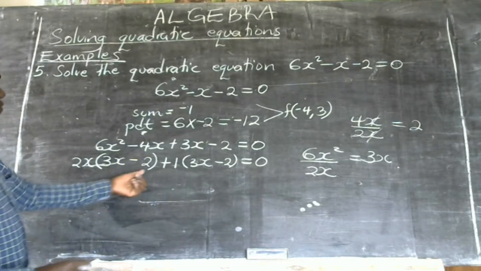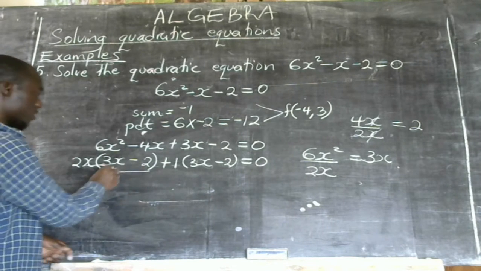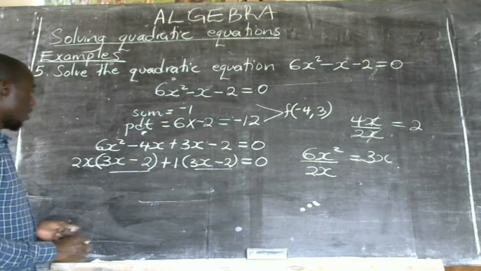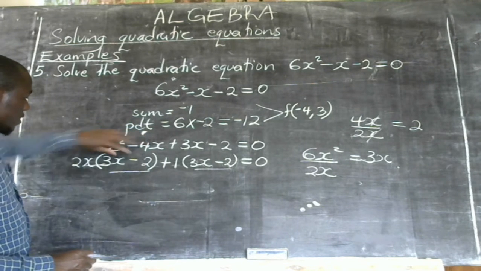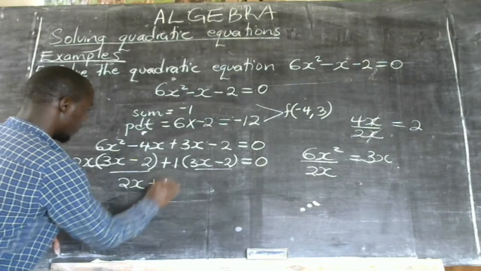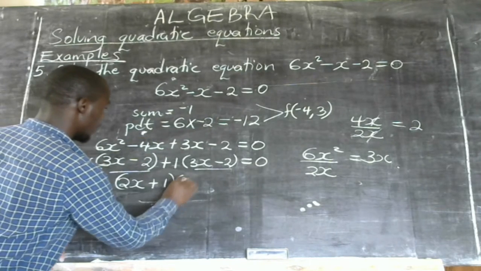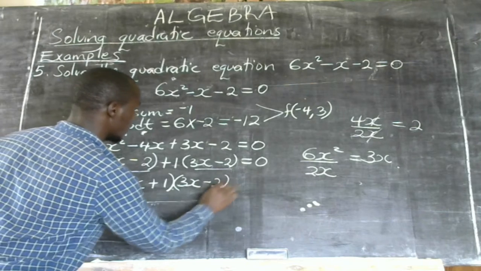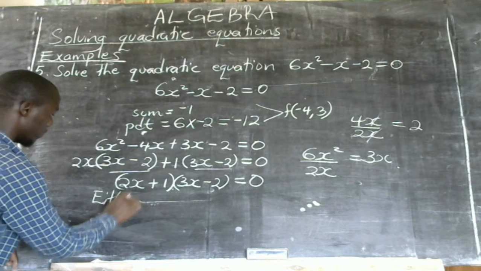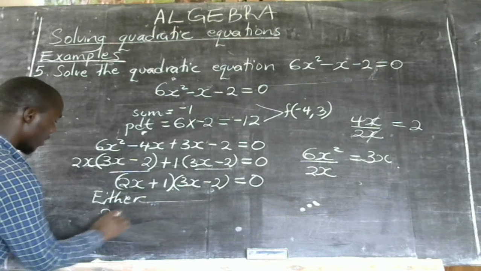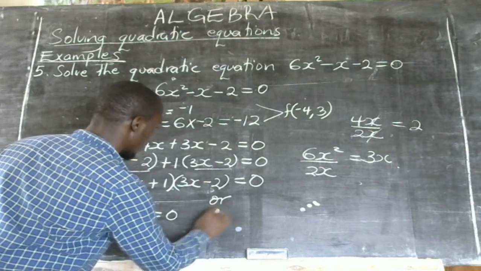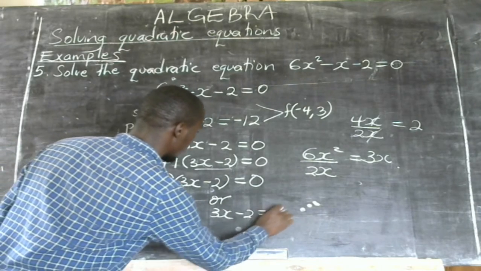Then I'm going to factorize further because that bracket is still the same. I have two terms now. When I remove that bracket, here I'll be left with 2x, and there I'll be left with a positive 1, into 3x − 2 = 0. So either 2x + 1 = 0, or 3x − 2 = 0.